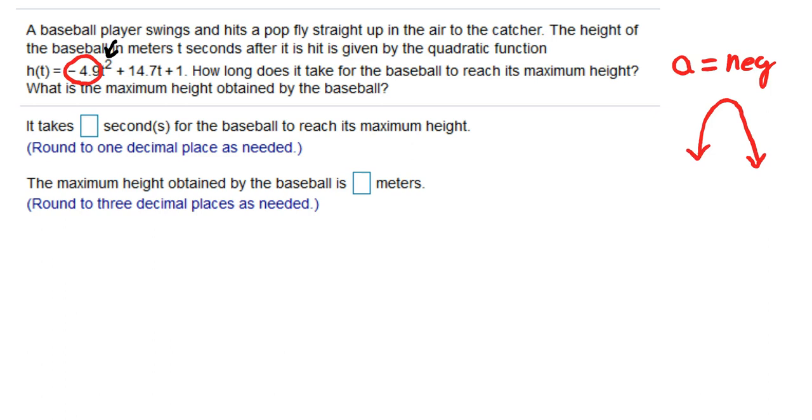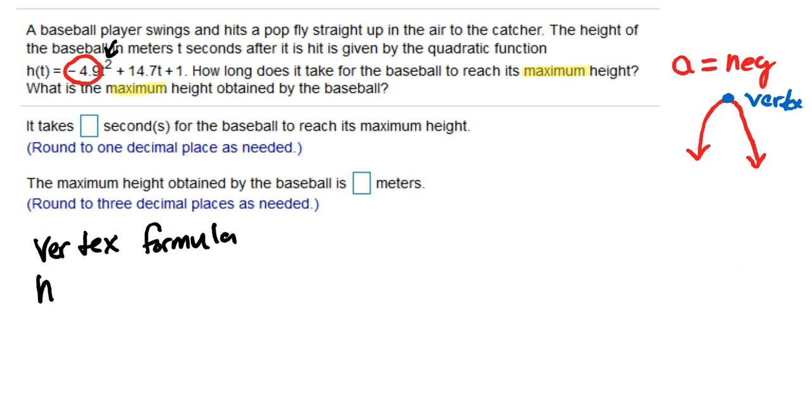And then we have some keywords in here that we're looking for, the maximum height. And the maximum height is going to occur at the vertex. So we're going to be able to solve this problem by finding the vertex of the quadratic. We're going to use the vertex formula to find the vertex.